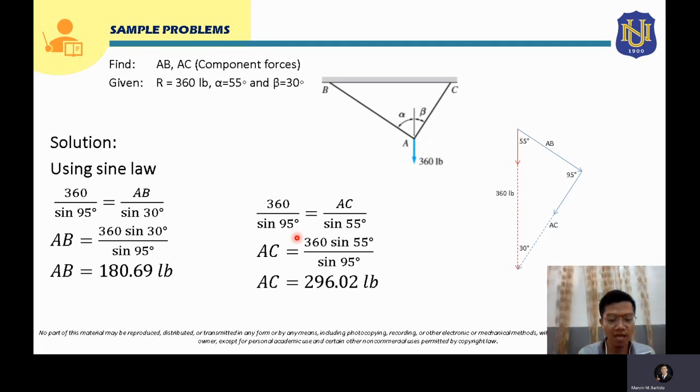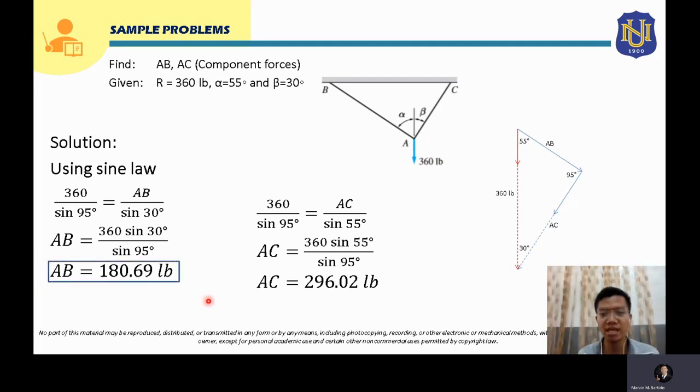Inputting this in your calculator, that will give you 180.69. Don't forget to put the unit. The unit for this is pound. So the answer for AB will be 180.69 pounds.